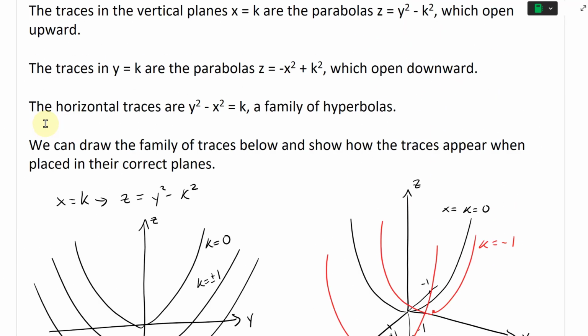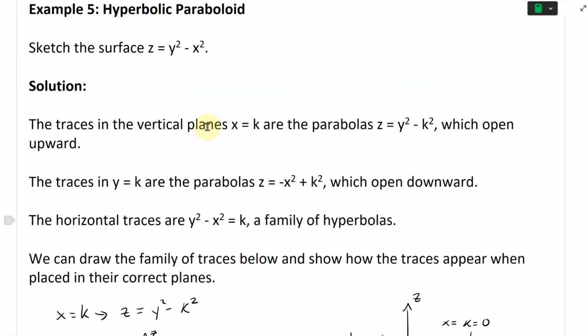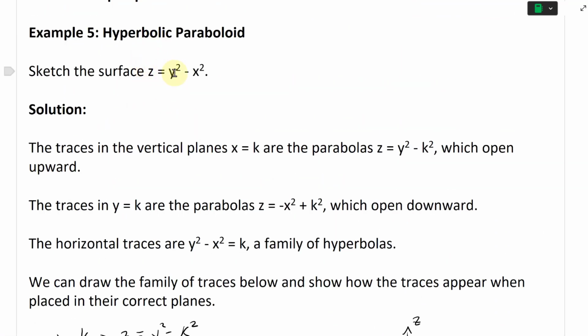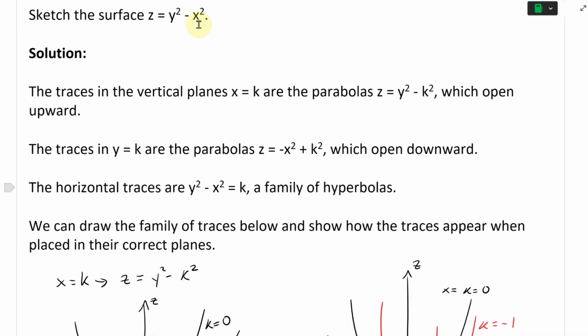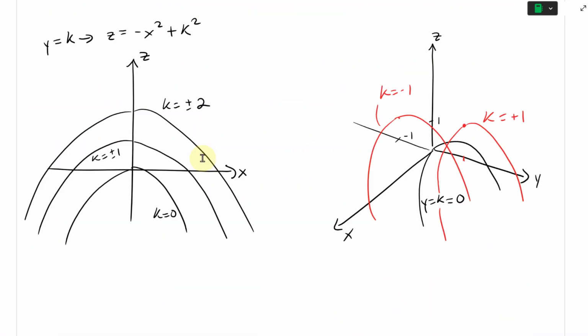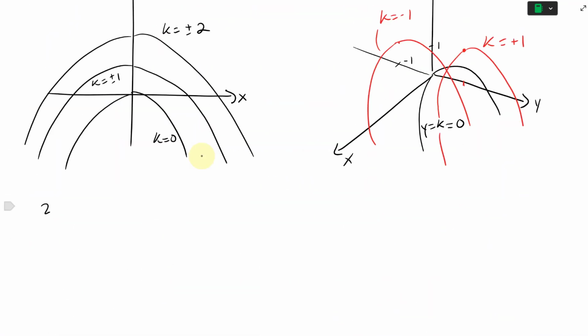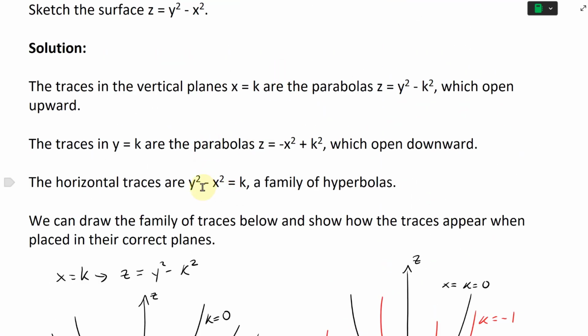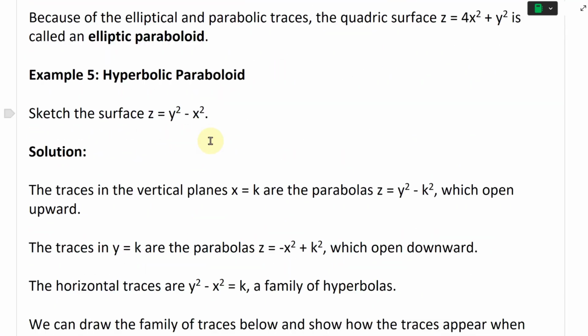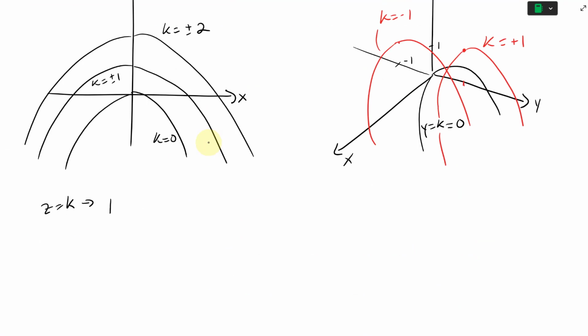Alright, so now the next one is the horizontal traces. That's going to be at z equals k. We're going to have y squared minus x squared equals k. So we're going to have now the z equals k, and now we're going to have our basic y equals x 2D graph. This is going to be y squared minus x squared equals k, like that.